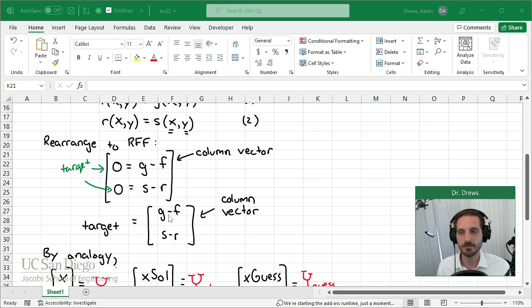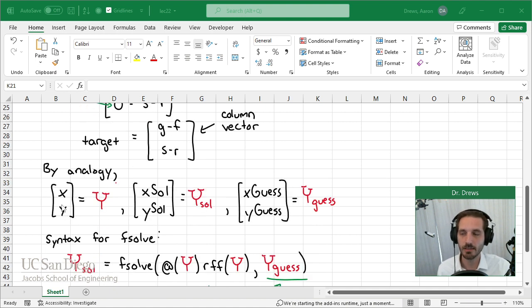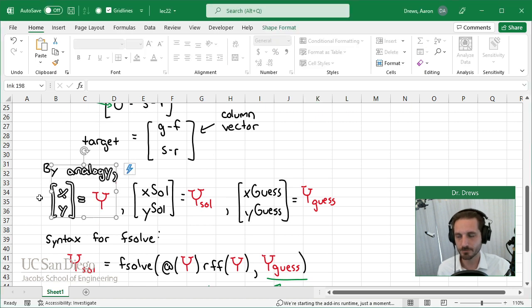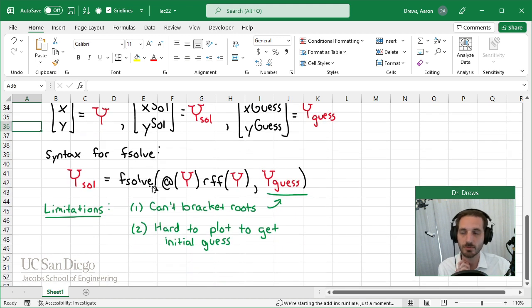Once we have this idea of arranging them into column vectors, we define some variables that we're going to use over and over and over again, regardless of how big the system is. So we think of our unknowns, in this case x and y, as being bundled into a column vector, and we call that column vector y. We think of our solution as x sol and y sol in a column vector. We call that y sol. And similarly, our guess for the initial solution, we think of that as a column vector containing a guess for x and then a guess for y, and we call that y guess. The syntax for fsolve looks very similar to the syntax for fzero, and that's on purpose.